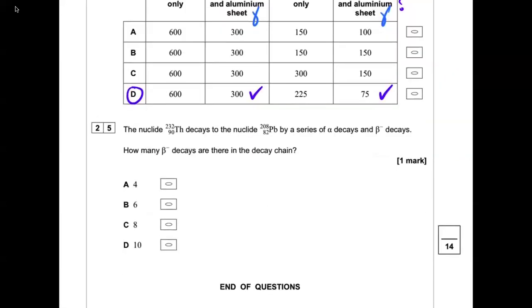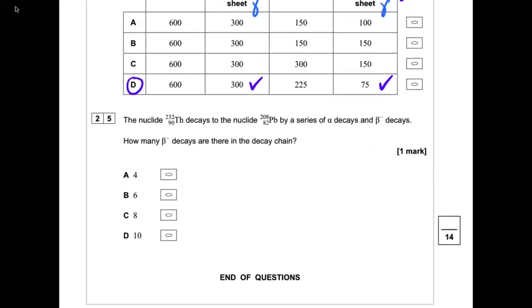Nuclide 232 decays to this nuclide by a series of alpha and beta decays. How many beta negative decays are there in the decay chain? Just by figuring out the difference in nucleon number, I can find out how many alpha decays there were. Each alpha decay causes the nucleon number to decrease by 4. So 232 minus 208, this is 24. So 24 over 4 means this is 6 alpha decays, right?